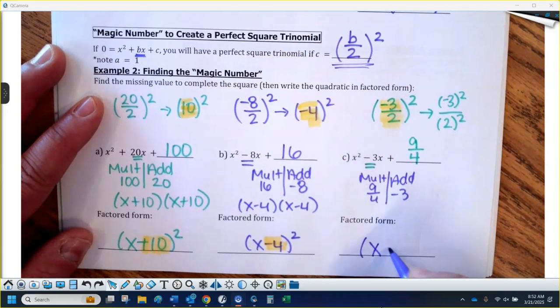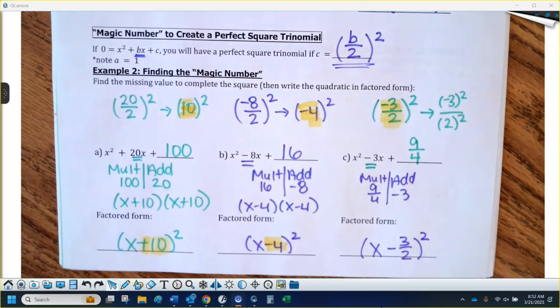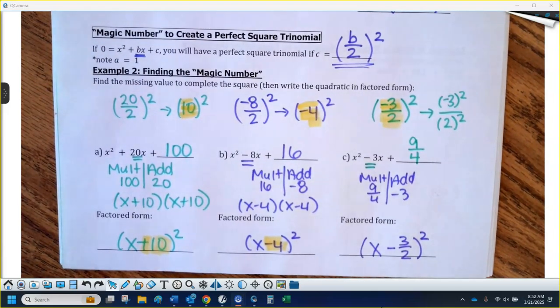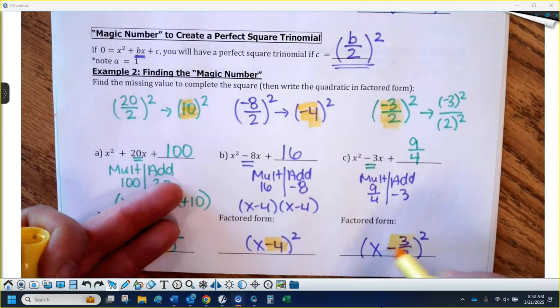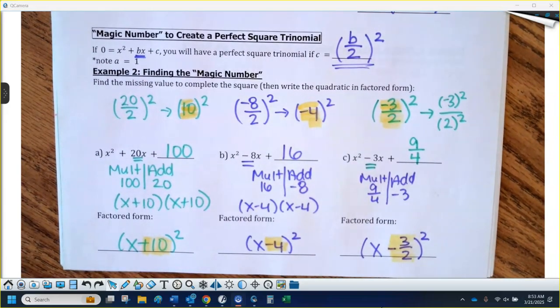So this would be x minus 3 over 2 squared. It matches whatever you square. If you actually FOILed this out, which I'm not going to do because I don't want to mess around with the fraction, so don't worry about it too much, but whatever you squared, that goes in the factor with the x. Is anybody having a question?